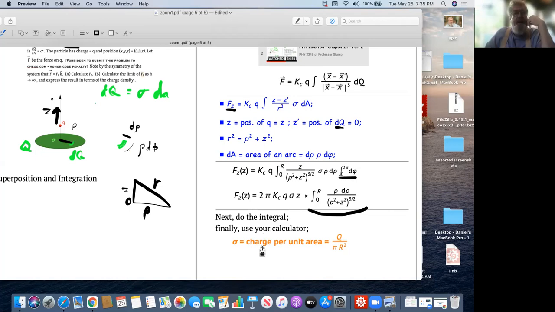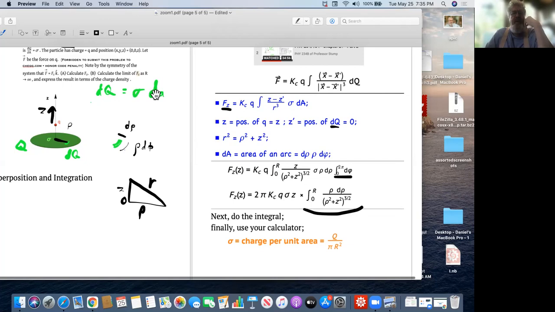Remembering that sigma is the total charge of the disk divided by the area. Sigma is charge per unit area. So a little section of the area, dA, has a charge dq. So the full charge will be the full area. So Q is sigma times the complete area. The area of a disk is pi R squared. So you've got all the numbers to plug in and calculate a number.